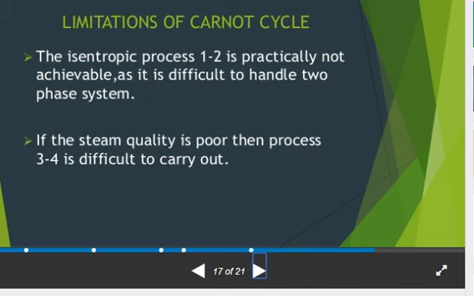Then we discuss the limitations of the Carnot cycle. The isentropic process 1 to 2 is technically not achievable, as it is difficult to handle a two-phase system. And if the steam quality is poor, then process 3 to 4 is difficult to carry out.